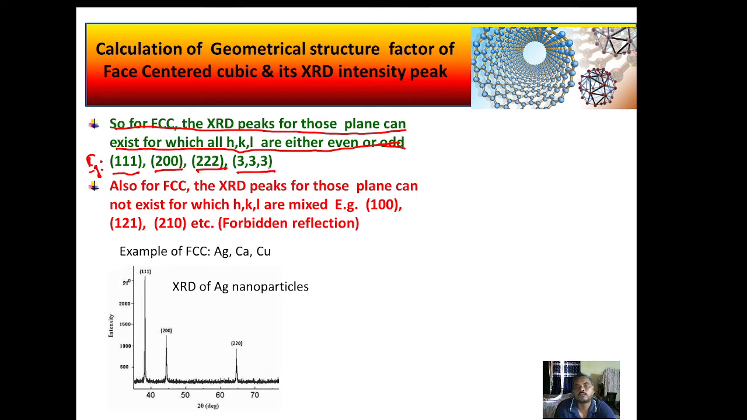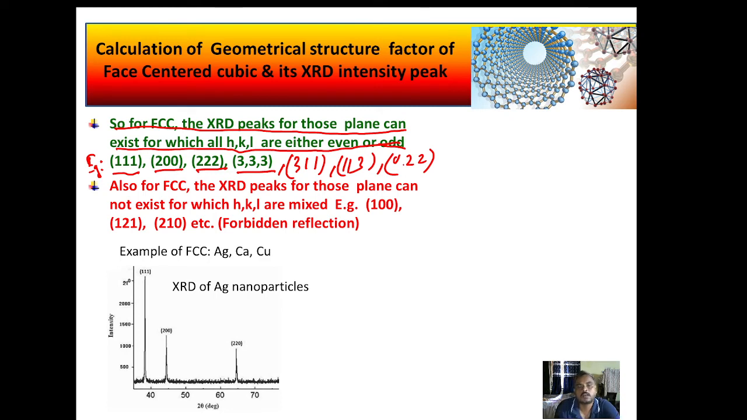Similarly 3 3 3, it will exist. Similarly you can see 3 1 1 can exist, or 1 1 3 can exist, and so on. Okay, because in this case all of them are odd, here also all of them are odd. Similarly you can put 0 2 2, this can also exist because all of them are even.